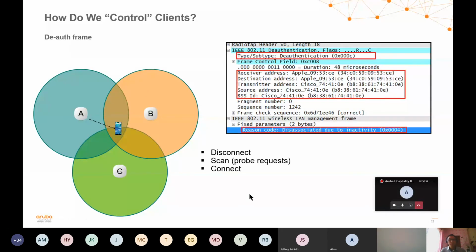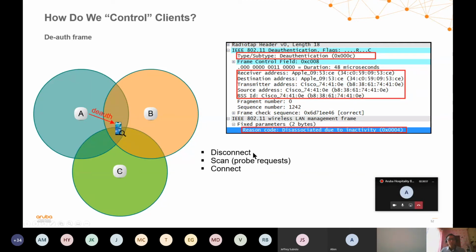The second way, and this is very typical for most vendors to do band steering, is using a de-authentication frame. So effectively, the AP is disconnecting or kicking out the user, the client, by sending a de-authentication frame. So the client gets disconnected, okay? And once it gets disconnected, it'll start scanning to determine what the nearby APs available are.